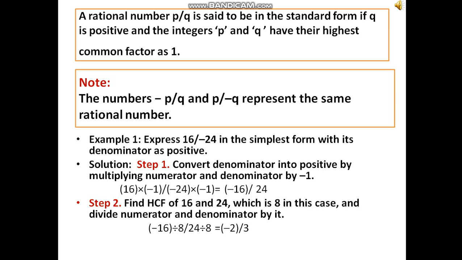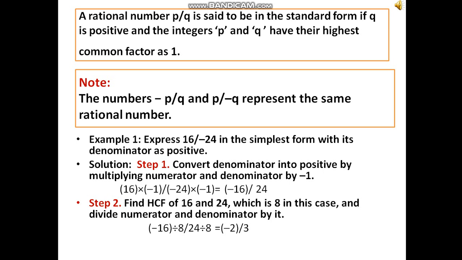To understand the standard form of a rational number, we take one example. Example 1. Express 16 by minus 24 in the simplest form with its denominator as positive. For this, we take step number 1. Convert the denominator into positive by multiplying numerator and denominator by minus 1. That is, 16 multiplied by minus 1 upon minus 24 multiplied by minus 1, which is equal to minus 16 upon 24. We get the denominator positive.